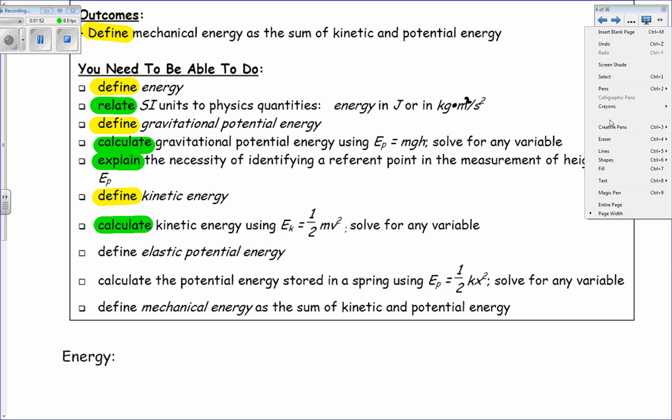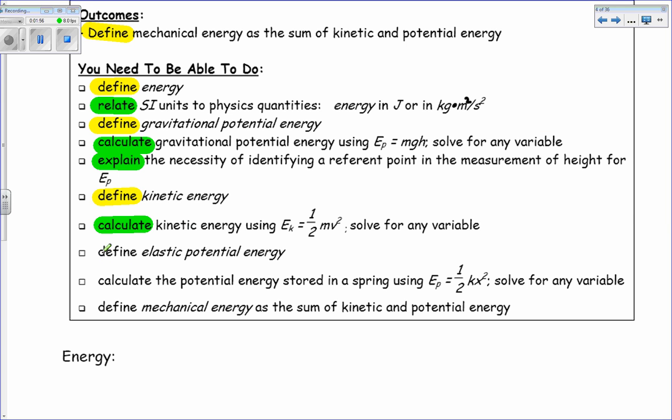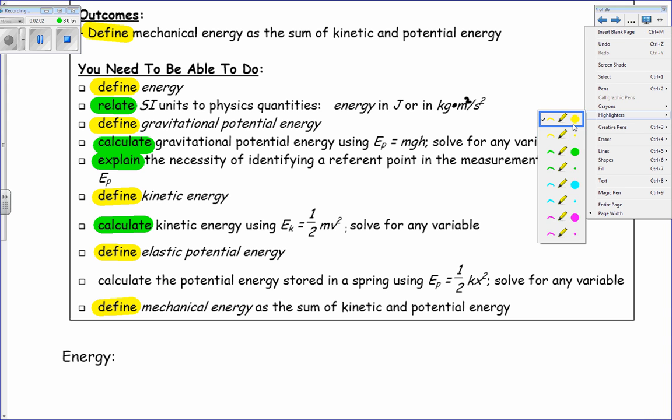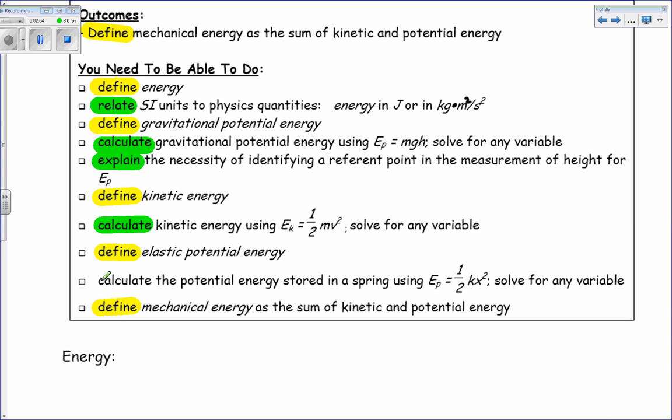Define elastic potential energy, and define mechanical energy as the sum of kinetic and potential energy. And then going back to elastic potential energy, you want to be able to calculate the potential energy stored in a spring using potential energy equals 1/2 kx squared, and then be able to solve for any variable. I'm going to highlight those bits for you as well.